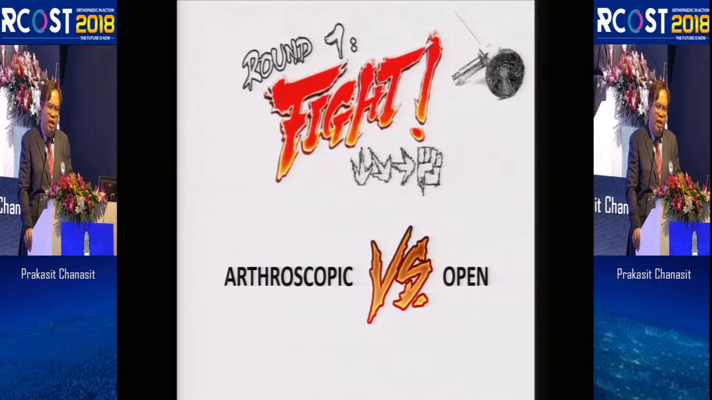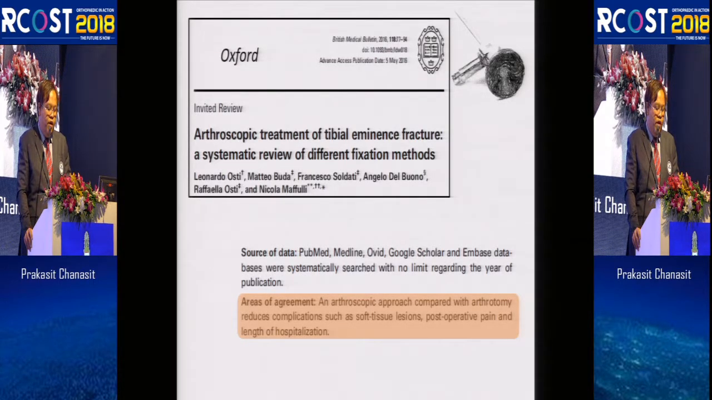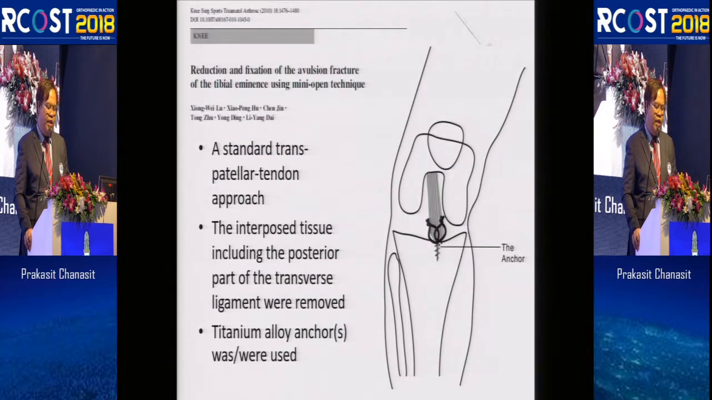So, how good is the arthroscopic versus the open surgery? In the Oxford review, they review the arthroscopic treatment of the tibial eminence fracture, a systematic review of the different fixation methods. They got the data from PubMed, Medline, Ovid, Google Scholar, and Embase. The area of agreement is that the arthroscopic approach, compared to the arthrotomy, reduces complications such as soft tissue lesion, post-operative pain, and length of hospitalization. Is that so good?